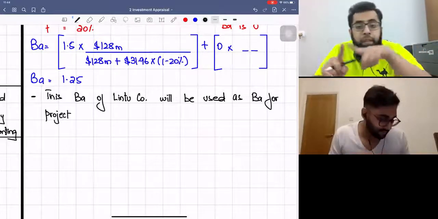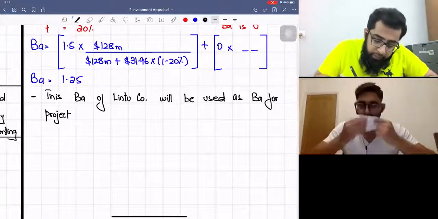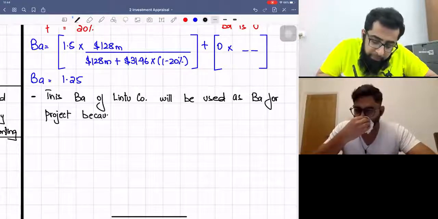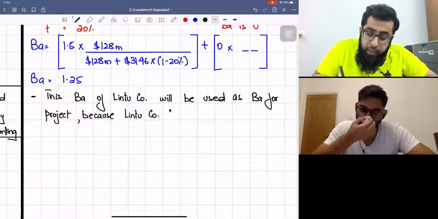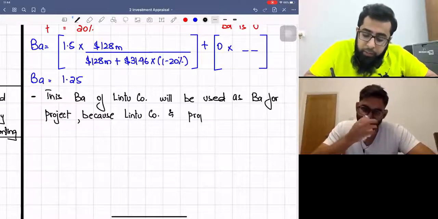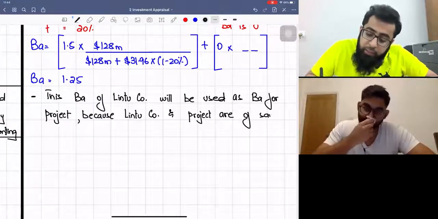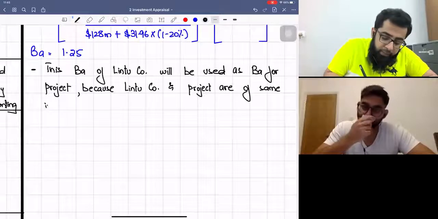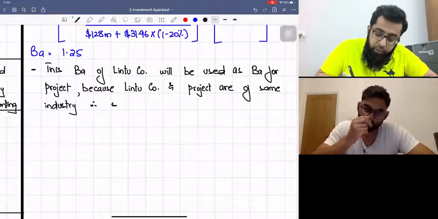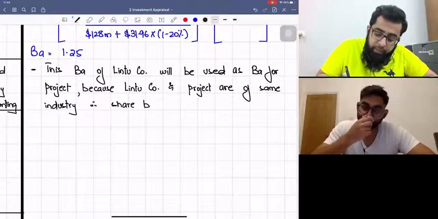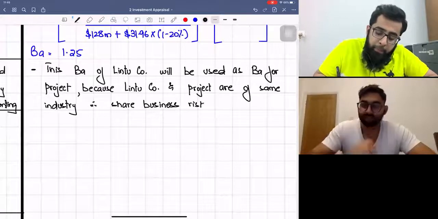Why? Because they both have same risk, because they operate in the same industry. As beta asset for project, because Link2 company and project are of same industry, therefore share business risk.